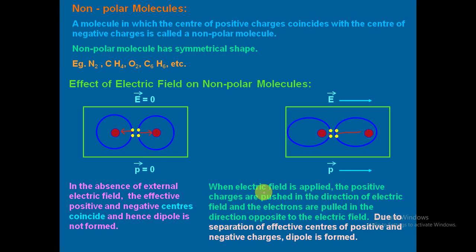When electric field is applied, the positive charges are pushed in the direction of the electric field and the electrons are pulled in the direction opposite to the electric field. Due to separation of effective centers of positive and negative charges, dipole is formed.